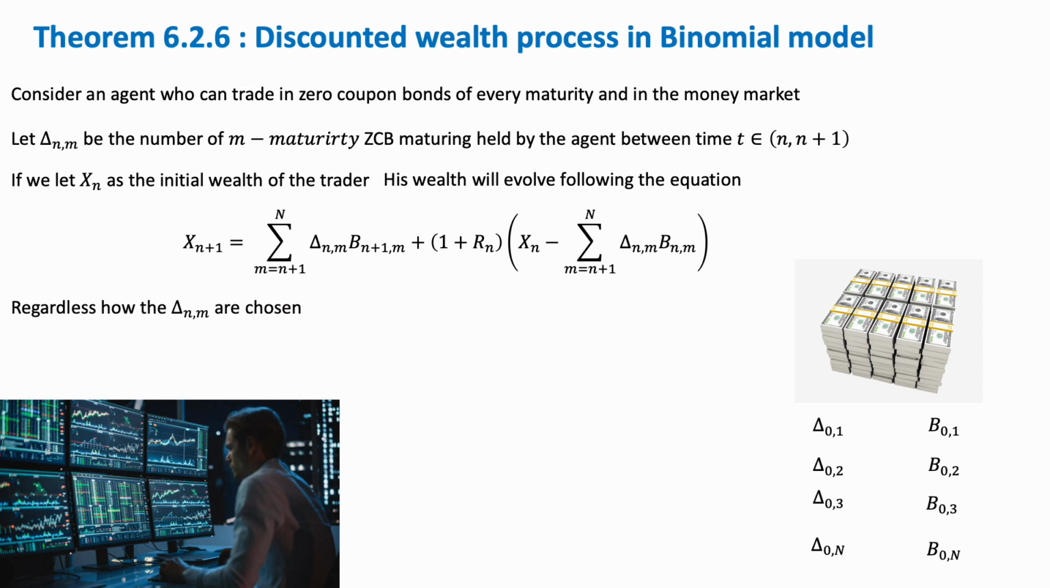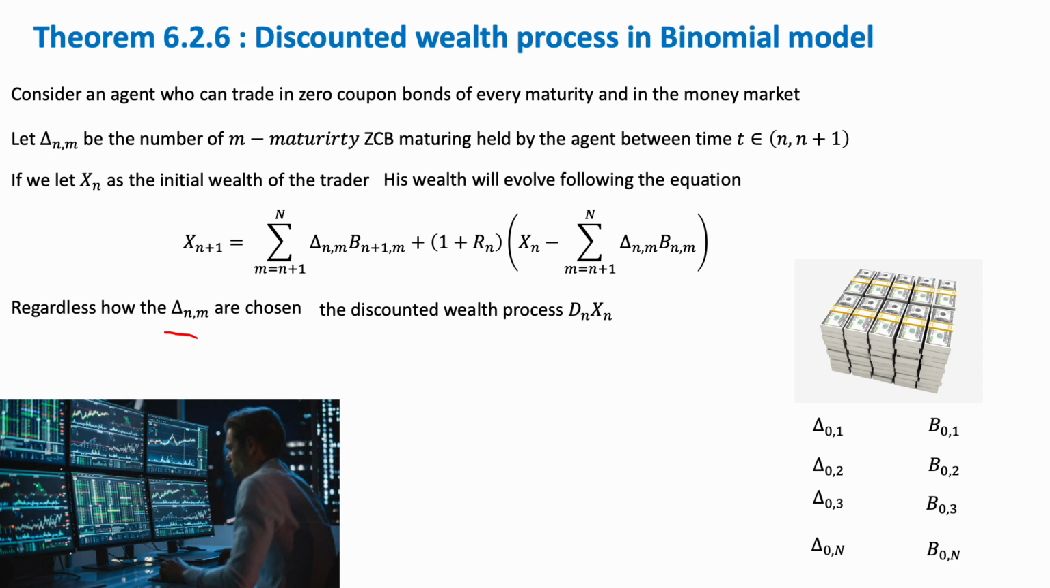So something interesting: regardless of how he's trading, regardless of how many shares he decides to hold of this bond, you can think about the set of deltas as his strategy. So maybe his strategy is, okay, he's going to long three shares of B n m, and he's going to short 5 shares of another bond. Depending on how he's choosing this delta n m, that is what's going to define his strategy.